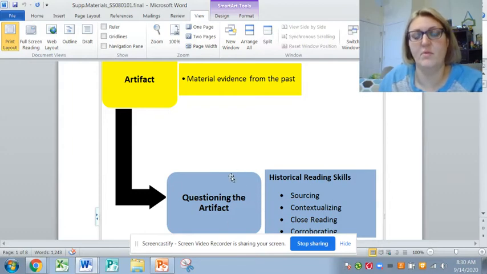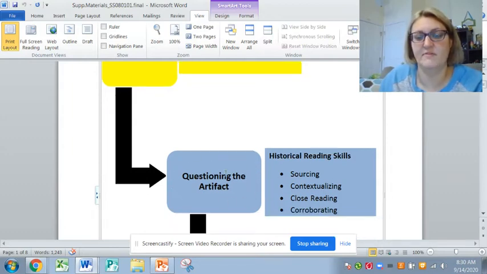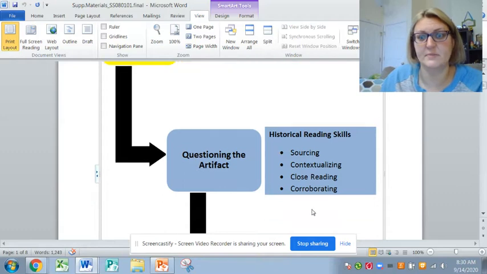We think about what was it used for? What is it? Where was it found? And we use these reading skills that I'm sure you've learned with Miss MacArthur to determine the answer to these questions. We use sourcing. Remember those primary and secondary sources we talked about last year? Contextualizing, close reading, and corroborating, meaning backing up your story with somebody else's.